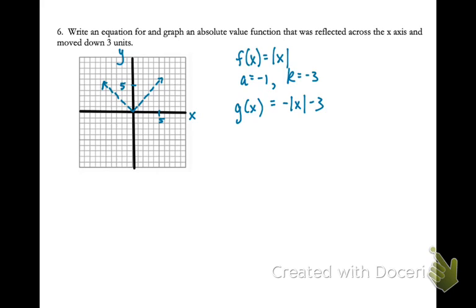So I need to know that this graph will be reflected over the x-axis, and my vertex will be shifted down 3. So that's where I'll start, and then I'll go over 1. But this time, instead of going up 1, I'll go down 1 on each side. And so that's the graph of our new function.